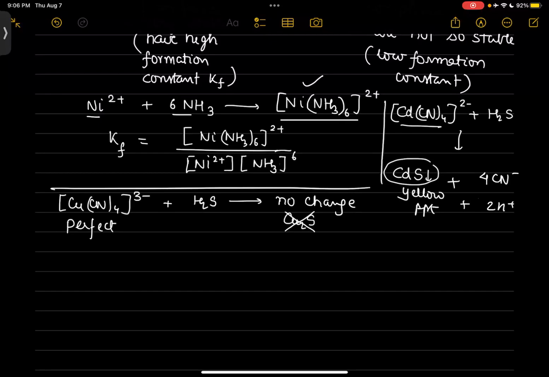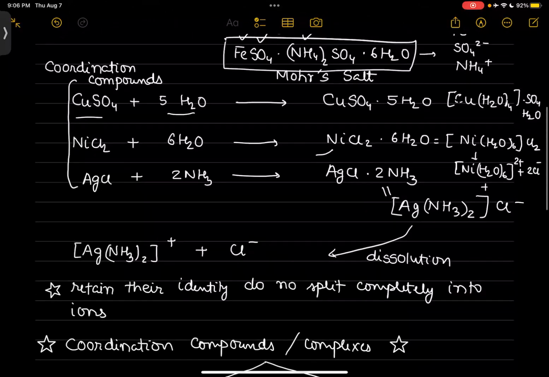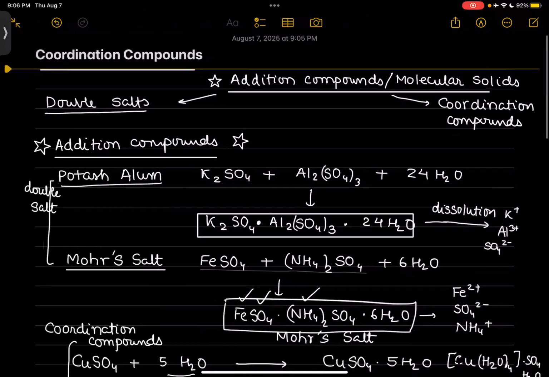So that was imperfect, and this copper one was perfect. Okay, so this is the basic classification. I hope you can take a picture of it so that you can revise.